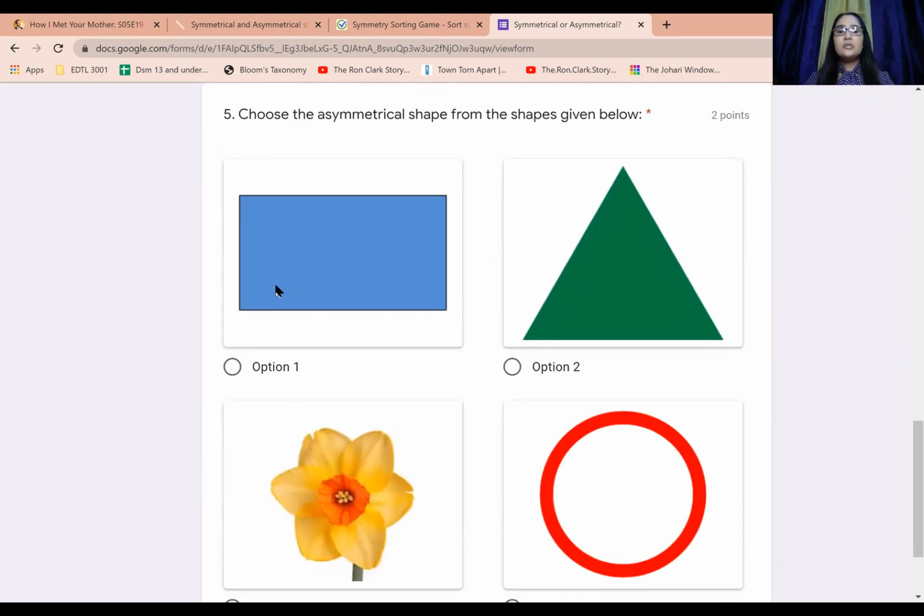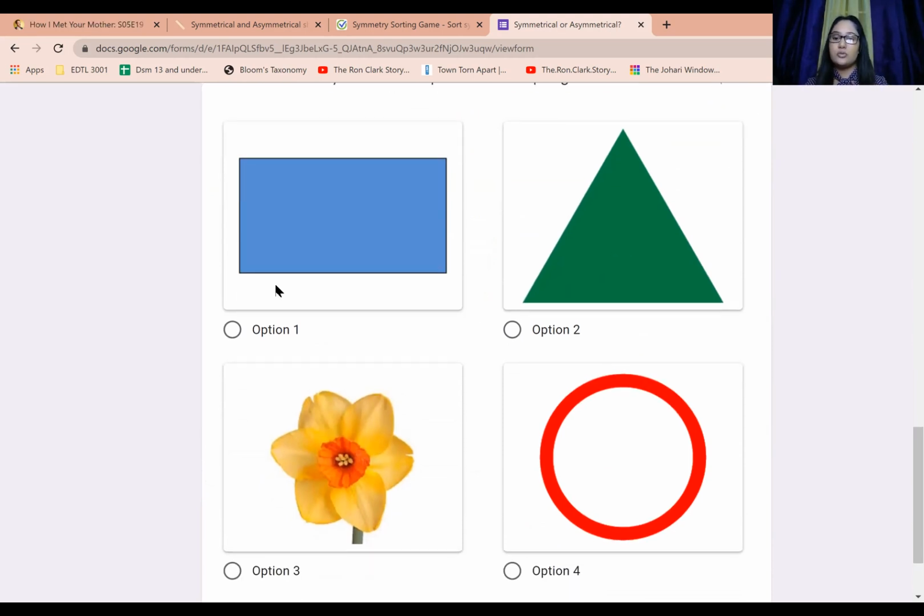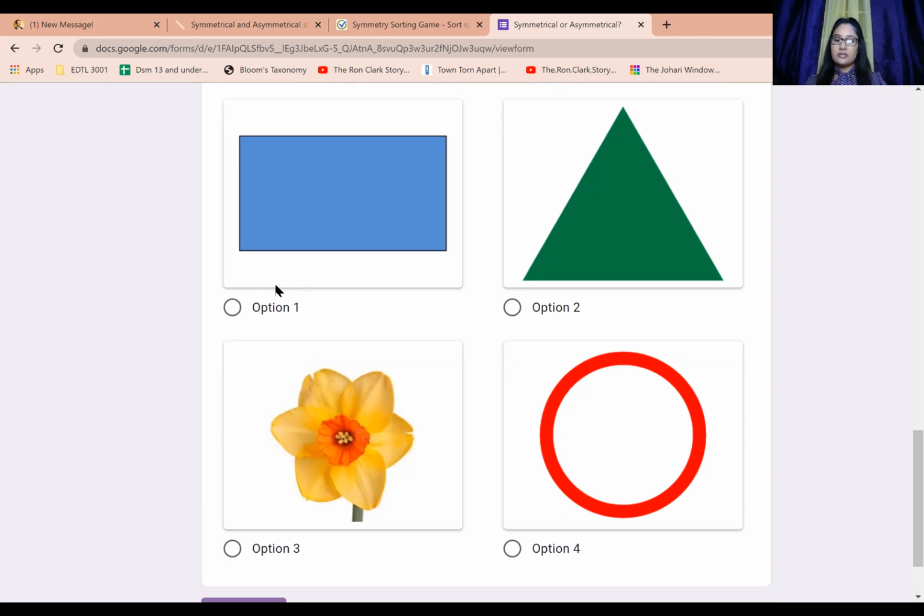Question 5. Choose the asymmetrical shape from the shapes given below. What did you all choose? Joshua is saying that he chose option 3 because when he held his ruler up to the screen on the shape, the two sides were unequal or different, as opposed to all the other shapes, where the two sides were equal. But he found that this one was the only one with two different sides. I agree with him. Y'all did really well on this little quiz.